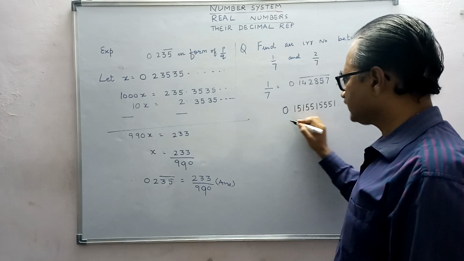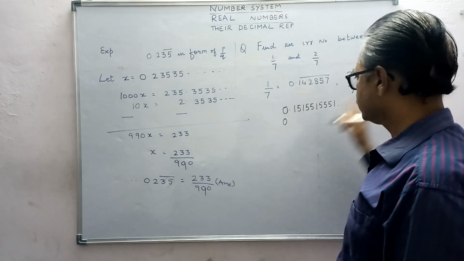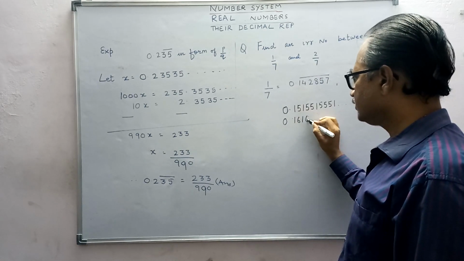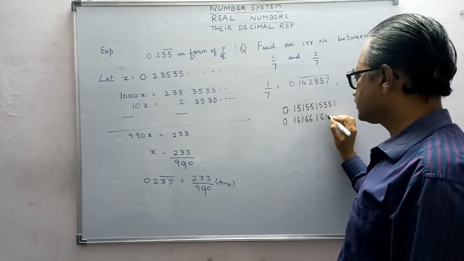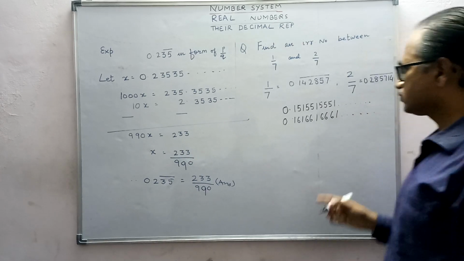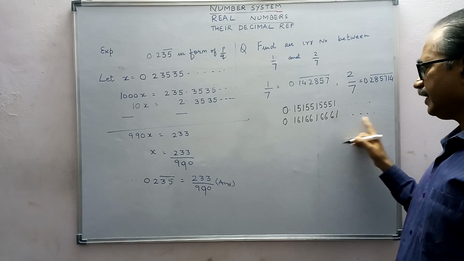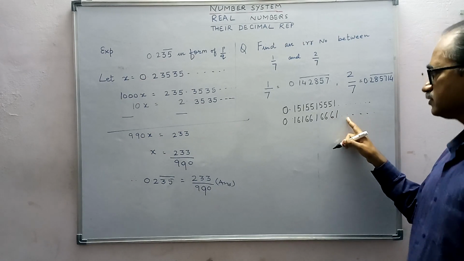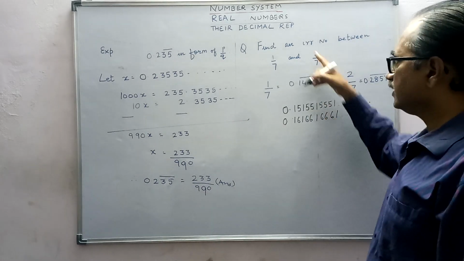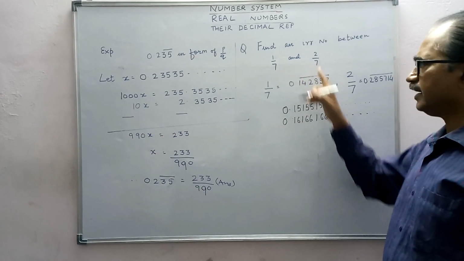Similarly, you can write different types of numbers in between. The number should be lying between this and this, that is 0.16116111... and so on. This is also neither terminating nor repeating. Therefore it is not a rational number. Then all these are irrational numbers. So you can find an infinite number of irrational numbers between 1 by 7 and 2 by 7.